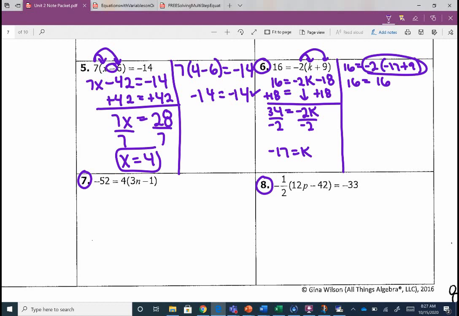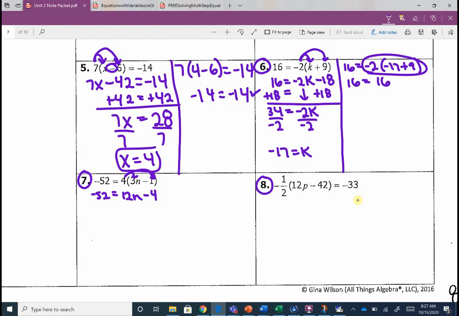Number 7, the negative 52 and the equal sign, they're going to stay put. On the right side, I see the parentheses, which is telling me I need to distribute. 4 times 3 is going to give me 12n. 4 times 1, we're going to get that minus 4. Watch your signs. We do need the minus there.